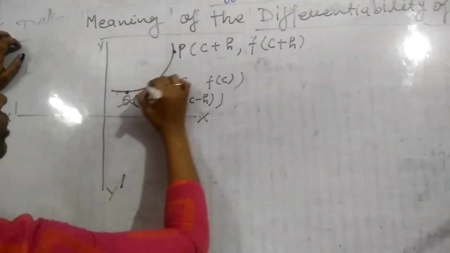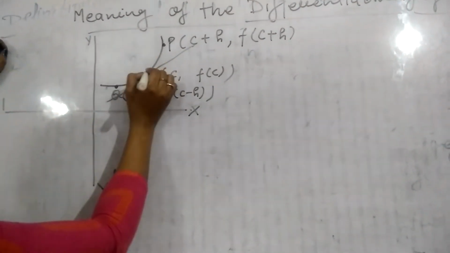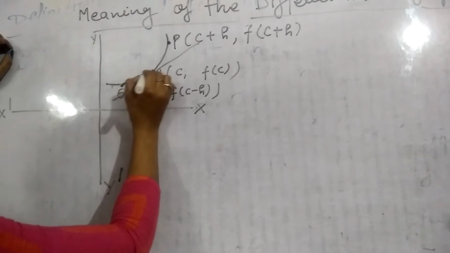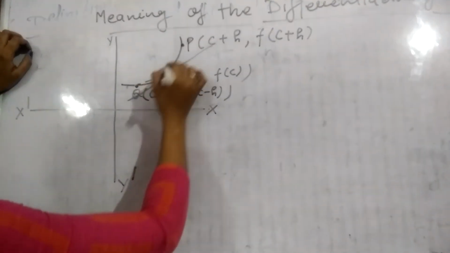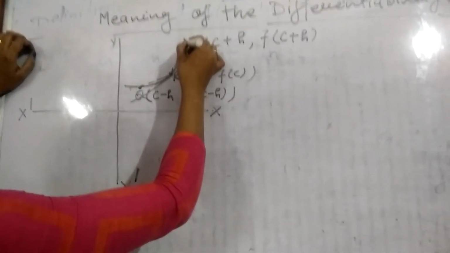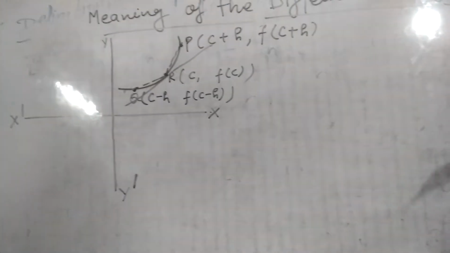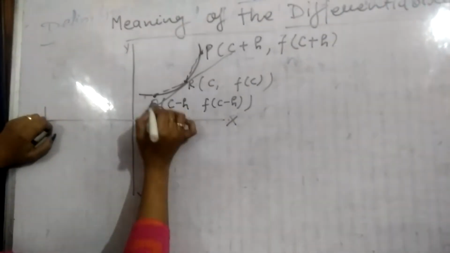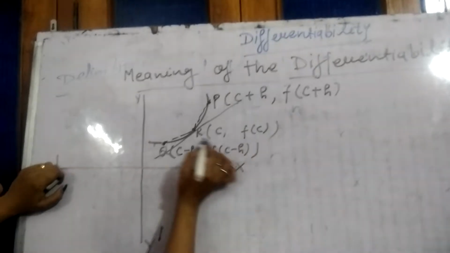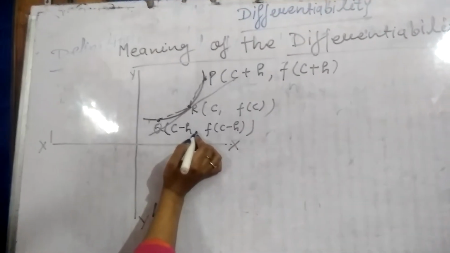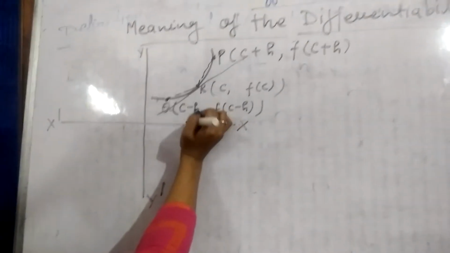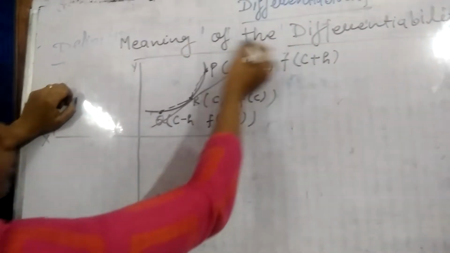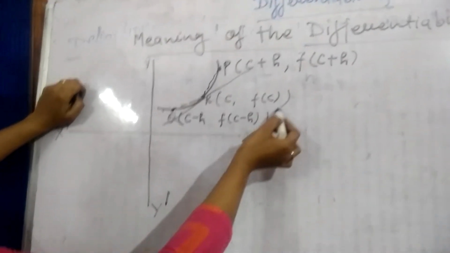And draw the tangent, and join Q to R and R to P. And also find the slope of the tangent. Here, this is the left hand side of that point, and this is the right hand side of this point.